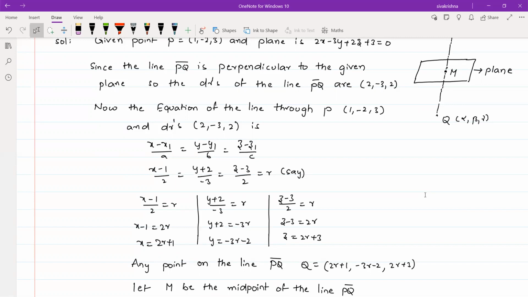For finding small r, I suppose that M is the midpoint of PQ. By using the midpoint formula, I have found the point M. From the diagram, M lies on the plane, so clearly that point should satisfy the given plane equation. On substituting the point M in the given plane, we get the value of r. After getting r, we substitute that value in the point Q, and then we get the image of the point. In this way, we can find the image of a point in the plane.